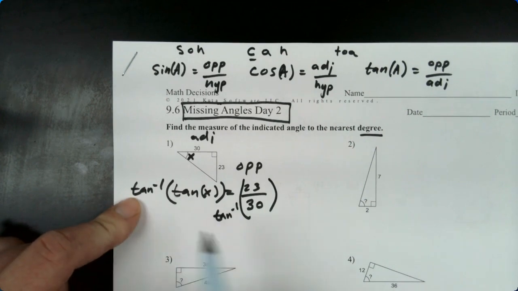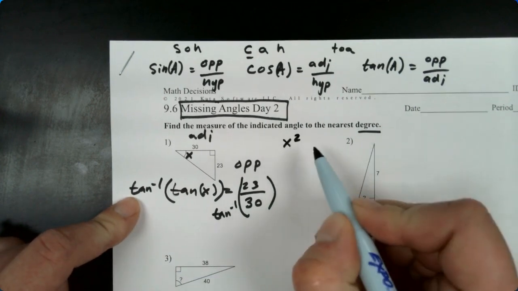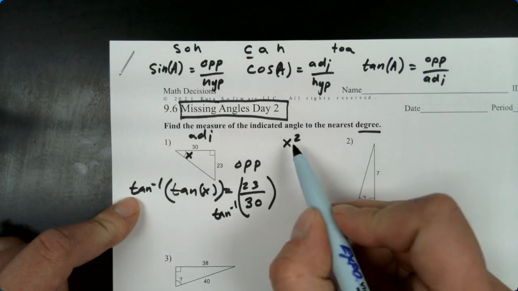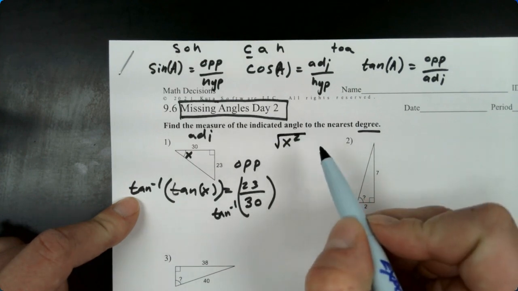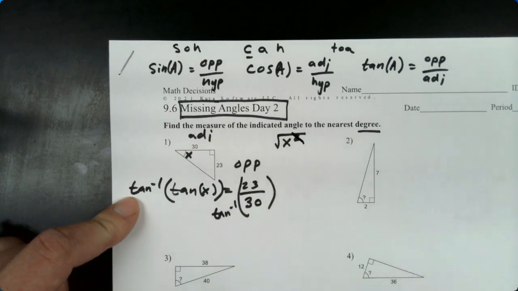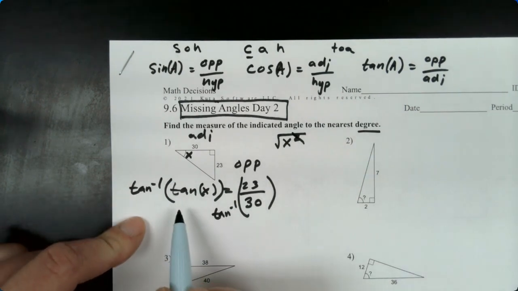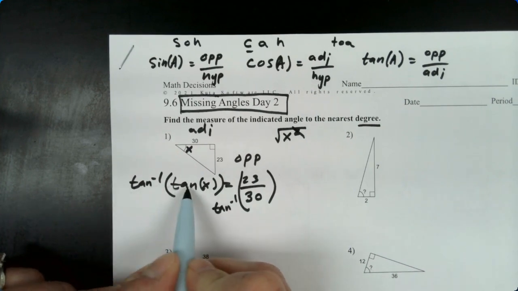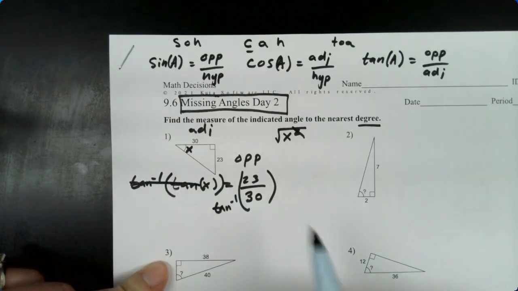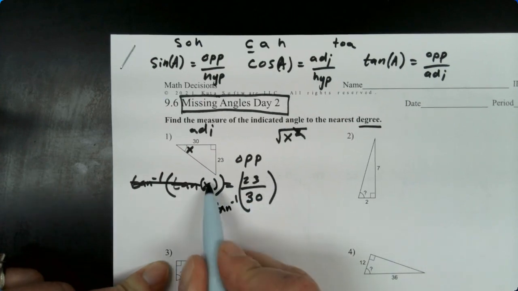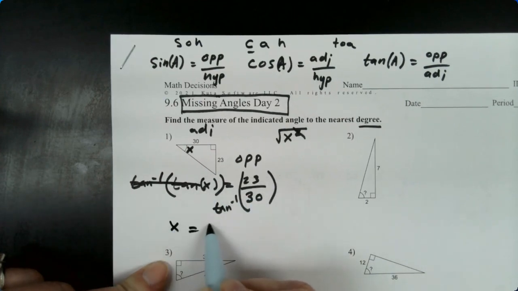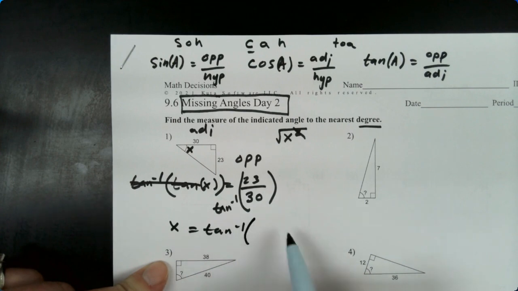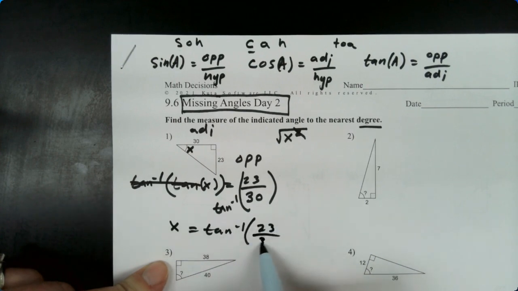This is like if we have x squared. If we want to get rid of the squared, we do the square root. Remember that? And then those cancel out. So this is just the same thing. We're doing an inverse function. So tangent inverse to tangent, those cancel out. But then we were left with this. So we've got x by itself over here, and then we have tangent inverse of our fraction, 23 over 30.